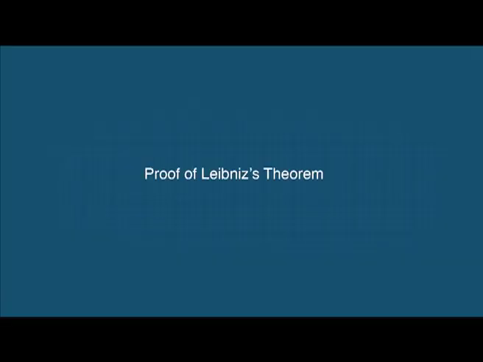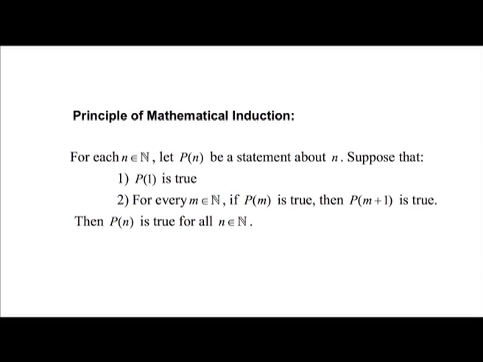Proof of Leibniz theorem. We prove Leibniz theorem using mathematical induction. We first recall mathematical induction. Principle of mathematical induction: for each natural number n, let P of n be a statement about n. Suppose that first, P of 1 is true. Second, for every natural number m, if P of m is true, then P of m plus 1 is true. Then P of n is true for all natural numbers n.